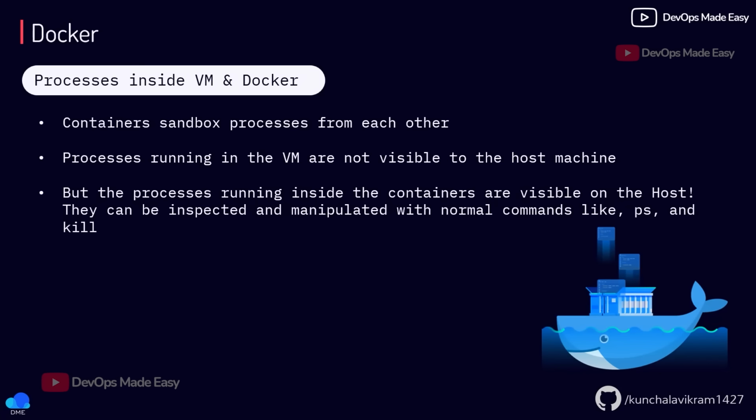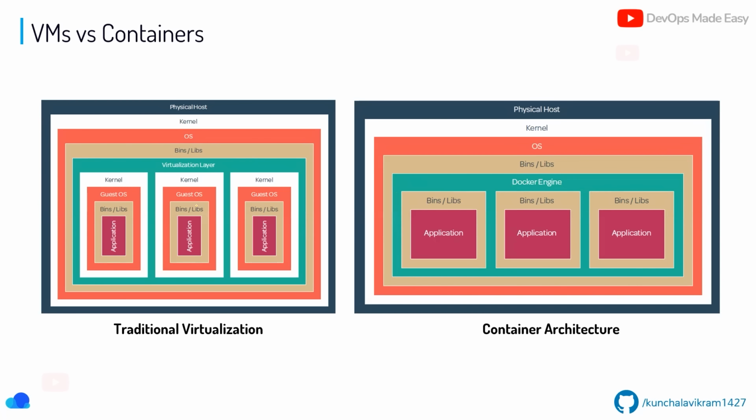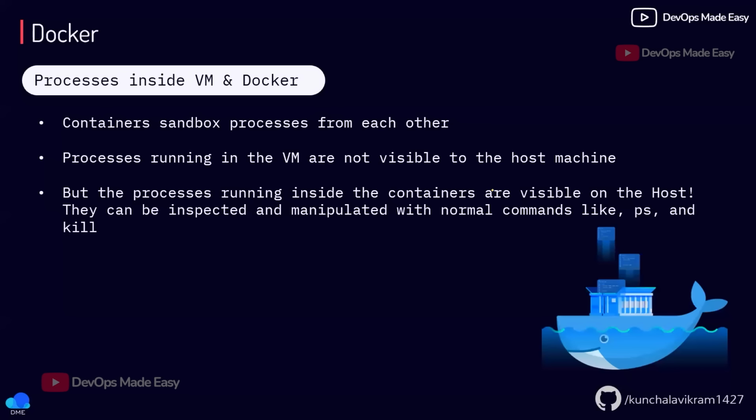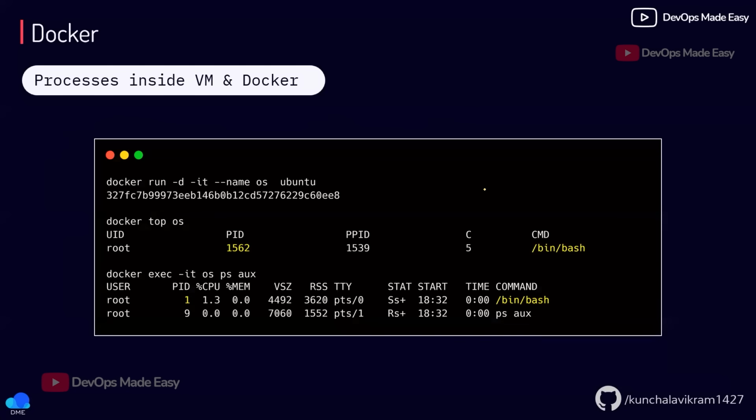And the other difference, which we already talked about: if any process runs inside a VM, it is not visible to the host operating system, so the host cannot see those processes. But any process that runs within your container is visible to the host, because it is OS virtualization. So the OS sees all the processes running inside all these containers. Clear?